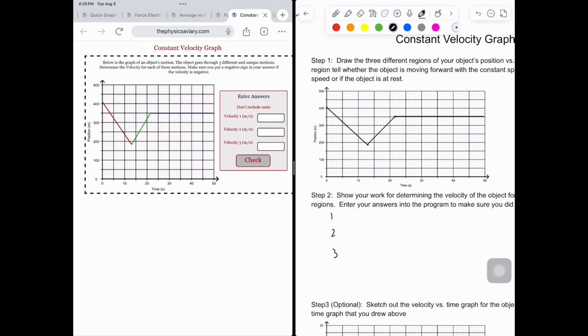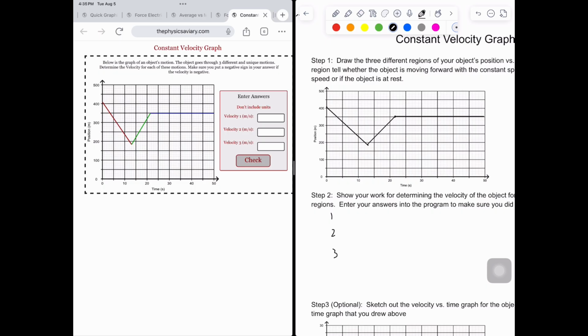Now, if it's a horizontal slope like mine is here, that's going to be an object at rest with 0 velocity. If it's a downward slope, it's going to be a negative velocity, meaning the object is moving in the negative direction, left, down, or backwards. If it's an upward slope, it's going to be a positive slope, which means a positive forward velocity, so an object moving to the right, upward, or forward.